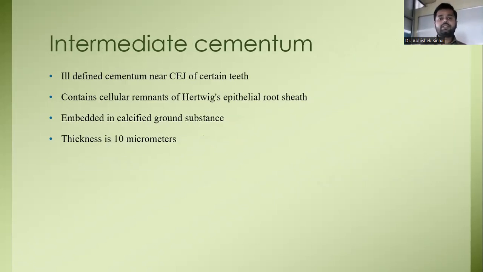Then you have intermediate cementum. It is ill-defined. As I said, you have seen the 4 classifications of cementum so far. Some have fibers, some have no fibers, no cells, some have mixed fibers, some have extrinsic fibers, some have intrinsic fibers. Now this is intermediate. It is between those classifications. So it is ill-defined cementum near the cemento-enamel junction of certain teeth. It contains cellular remnants of Hertwig's epithelial root sheath. I have already said intermediate cementum is also known as the hyaline layer of Hopewell-Smith.